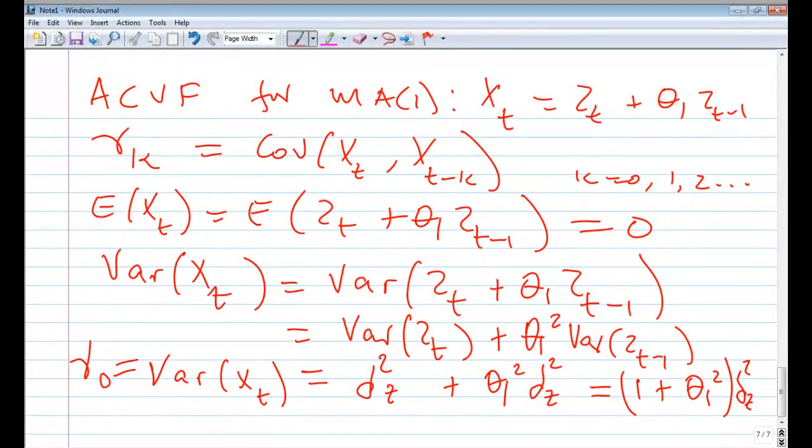So you have to continue to find gamma 1, gamma 2, and so on. But before you do that, there is another method of finding gamma 0. So let me show you another method of finding gamma 0 if you don't want to use that one for var of Xt. Can I go to the second?